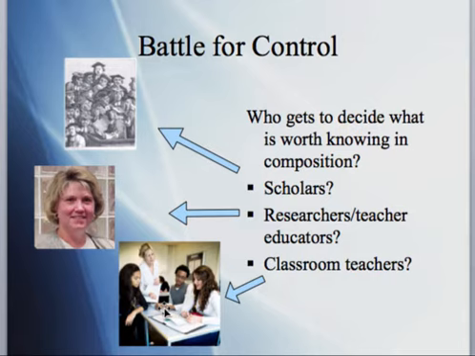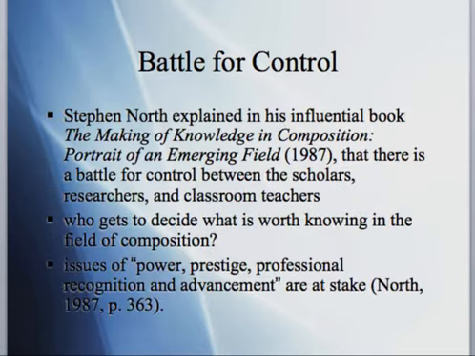Part of the reason why we still have questions about writing and its teaching is because we don't often know who we're supposed to look to and who we're supposed to trust. Stephen North, who has done a lot of research, particularly in writing centers, explained in his influential book, The Making of Knowledge in Composition, Portrait of an Emerging Field, that there's a battle for control between these entities, scholars, researchers, and classroom teachers. Who gets to decide what's worth knowing? And issues of power, prestige, professional recognition, and advancement are at stake. So it's an important and hefty topic.